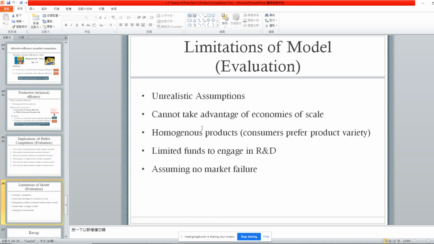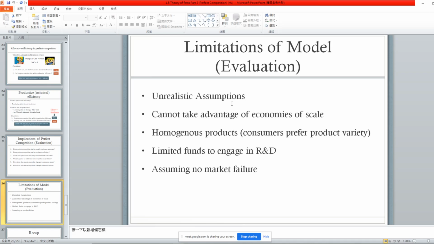Then we learned about the limitations of this model, because it's so unrealistic. All the assumptions there are very unrealistic. Homogeneous goods are so difficult to find, a single market with just one homogeneous good. All the limitations here are based on the unrealistic assumptions.